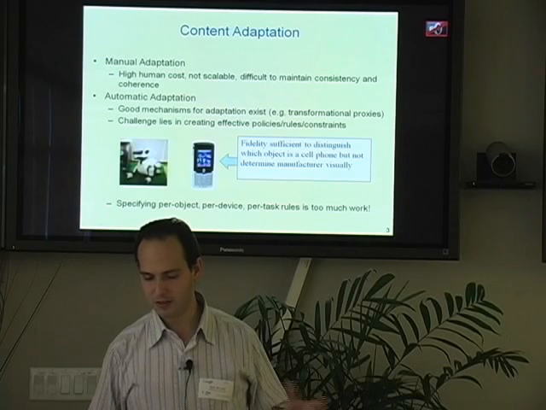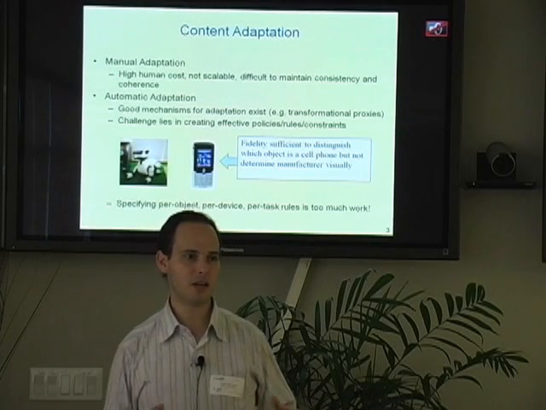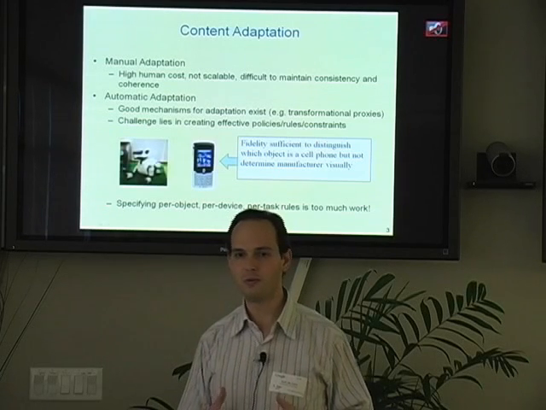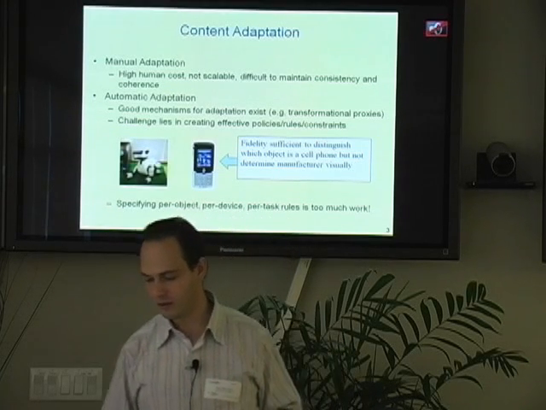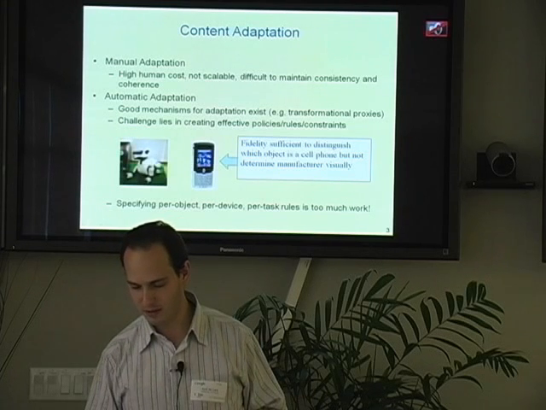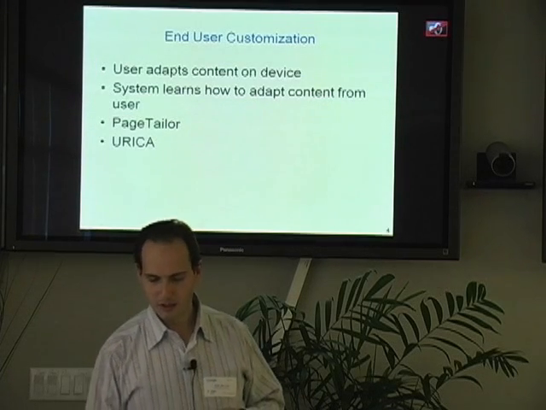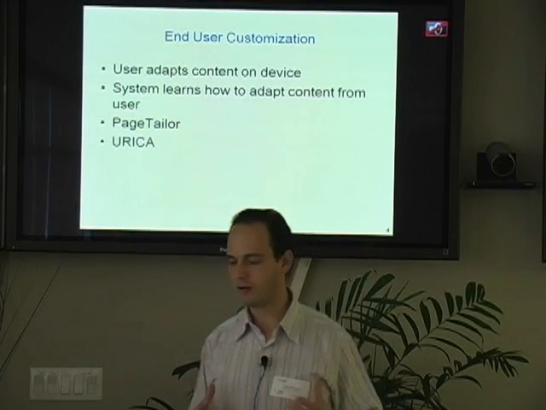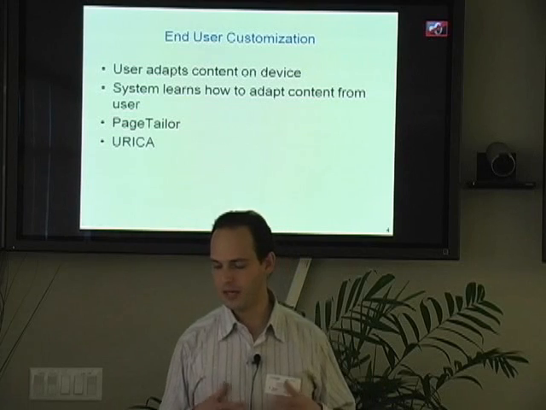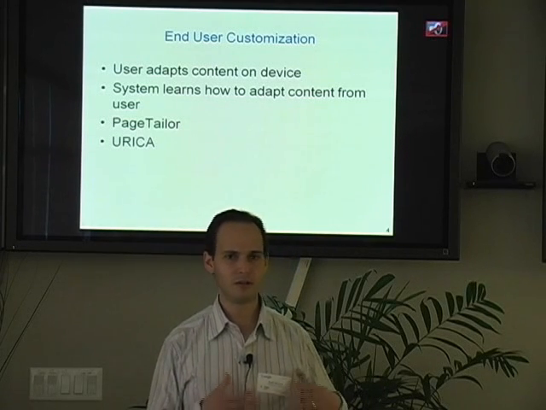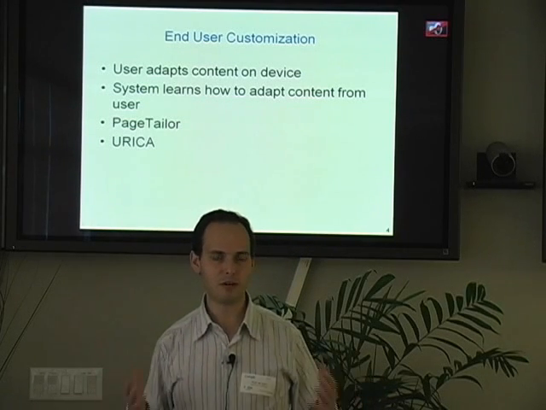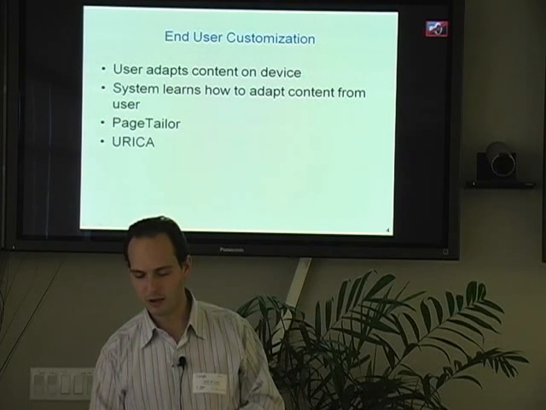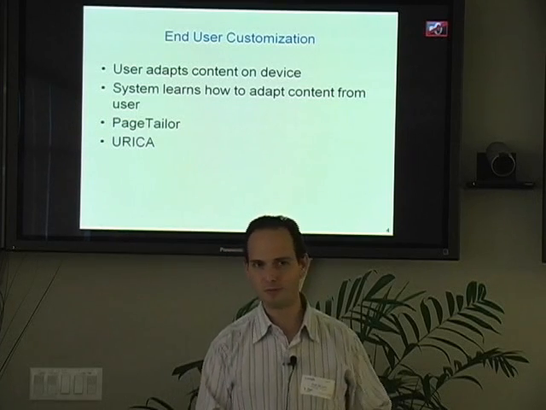So the issue is that we want automatic adaptation, but at the same time, we want this adaptation to be tailored to what the user is going to do with that content. So we want smart automatic adaptation. Today I'm going to describe two projects that attempt to do what we call end-user customization. They basically put the user in the driver's seat and say, well, the user knows what they want, so let them adapt the content, but that basically just pushes the buck to the user.